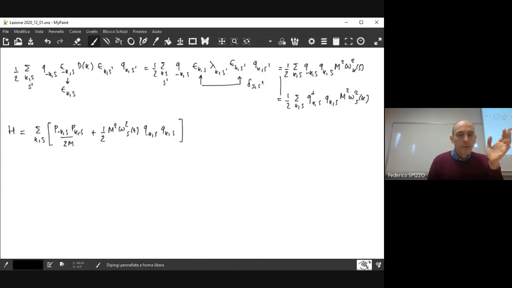In that case, you have P and X in the real space, not P and Q in the Fourier space. But here you have the square of the momentum divided by twice the mass, and then you have 1/2 M omega squared of K times the product of the, let's say, equivalence of the position coordinates. So at this point, it is possible to make a change of variables to have a more compact expression for the Hamiltonian.